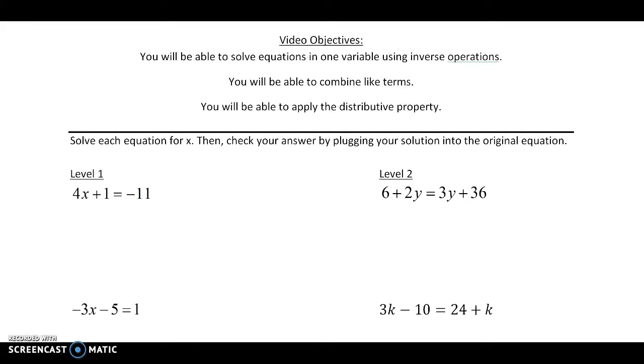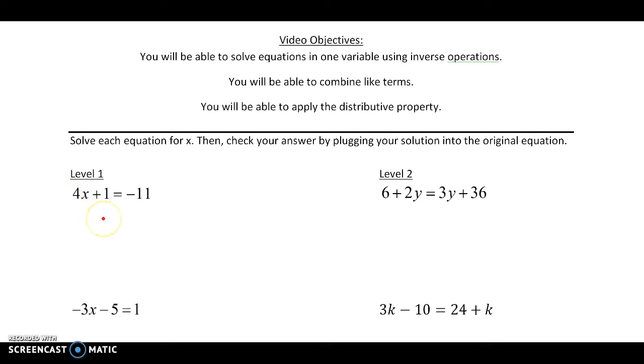Hi everyone. In this video, we are going to be working on solving equations in one variable by applying inverse operations. Inverse just means to basically undo the operations you see. In order to solve equations, you also need to know how to combine like terms and how to use the distributive property. So we're going to start with a basic problem.